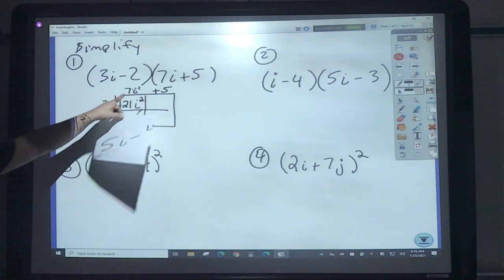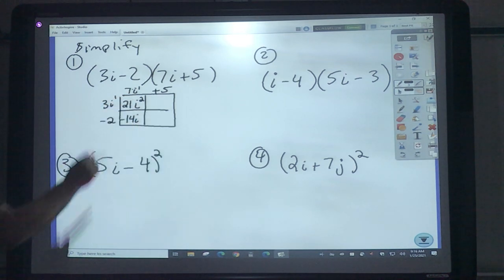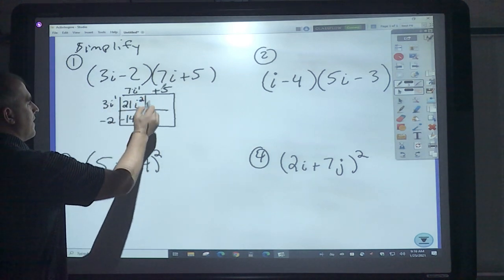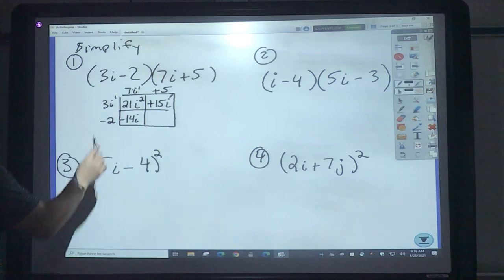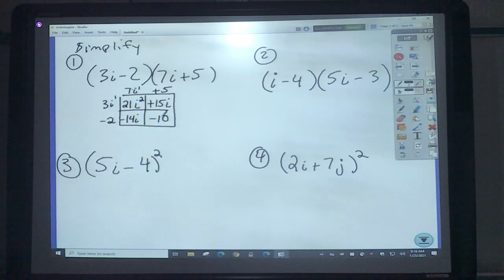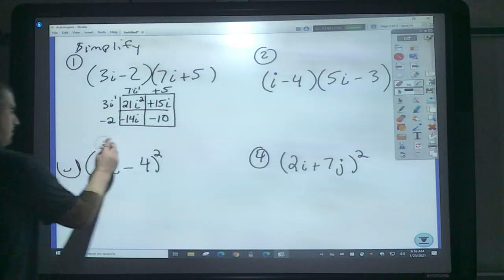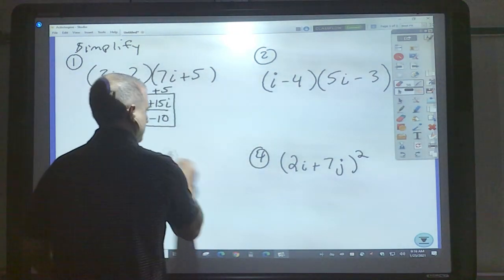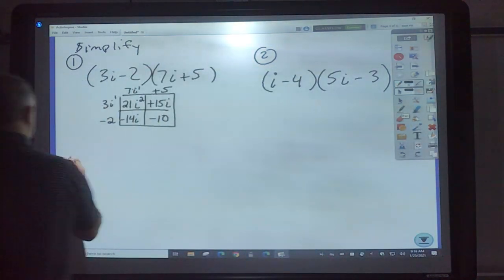Now, if there's no i here, you should know there's going to be an i to the first on that part. 3 times 5 would be 15, and I have the i right there. And then -2 times 5 would give me -10. All right, let's move these a little bit. I'm going to do a couple more examples. Let's do a third example of the regular one.